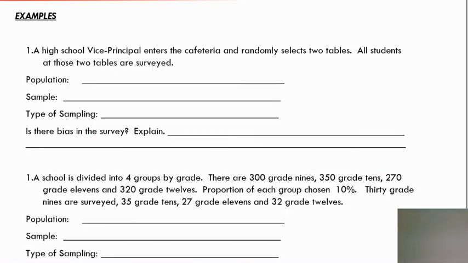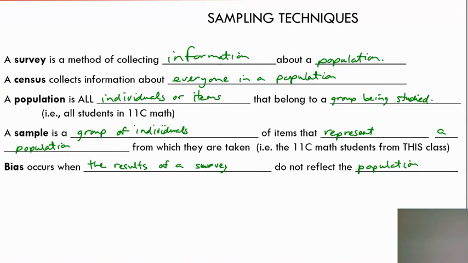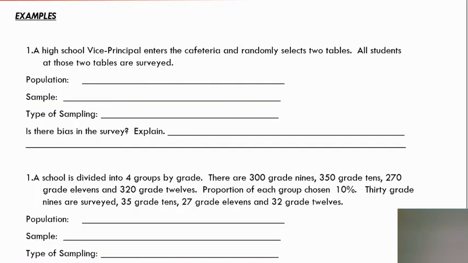Okay, so here are some examples, and we'll just work through this here. A high school vice principal enters the cafeteria and randomly selects 2 tables. All students at those two tables are surveyed. So what is the population? If we go back to our definitions, what's a population? All the individuals or items that belong to a group being studied. So what's the group being studied? We'll say it is the high school students.